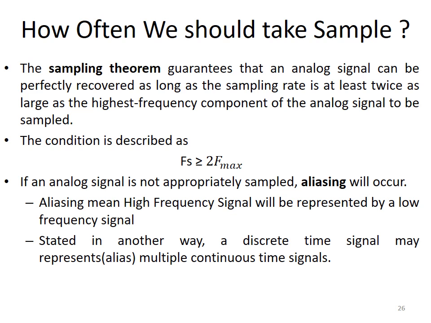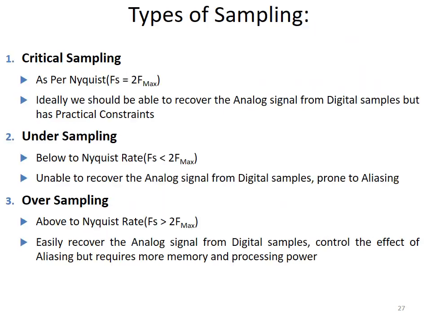And what happens if we do not sample the signal with a sampling frequency greater than twice the maximum frequency? Aliasing will occur, and aliasing means higher frequency signal components would be represented by low frequency signals. And you know better what aliasing is. We have discussed it in a previous slide.